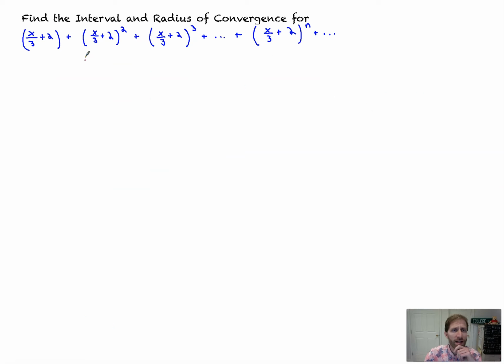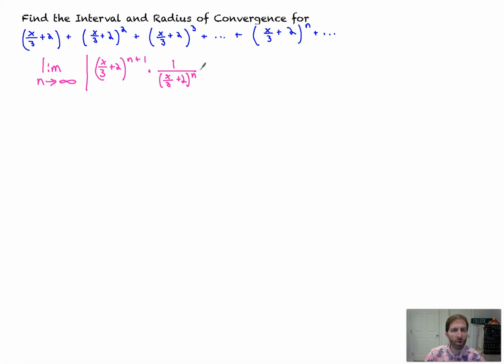All right, let's do more practice. So it says find the interval and radius of convergence for this. Okay, so here's our nth term. Again, I go through and I take the limit as n goes to infinity of the n plus first term. So that would be the absolute value of x over 3 plus 2, all raised to the n plus 1, times, I guess we could just put it over, 1 over x over 3 plus 2 to the n.